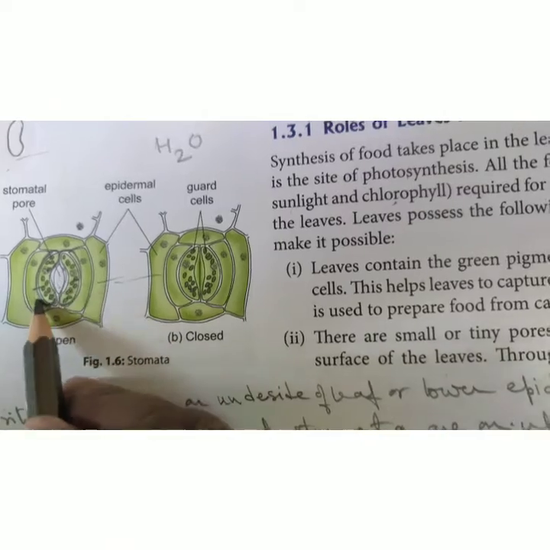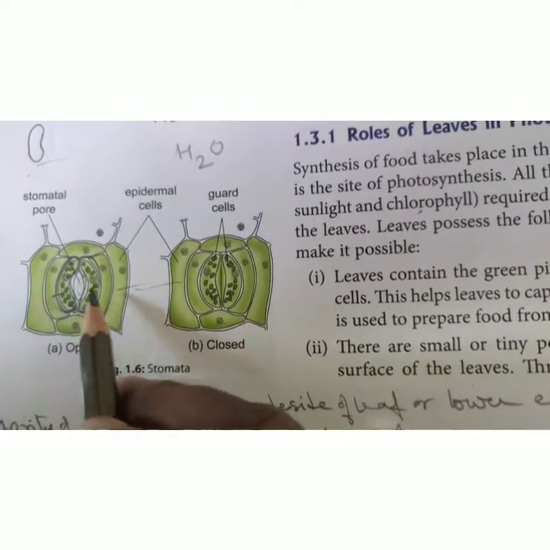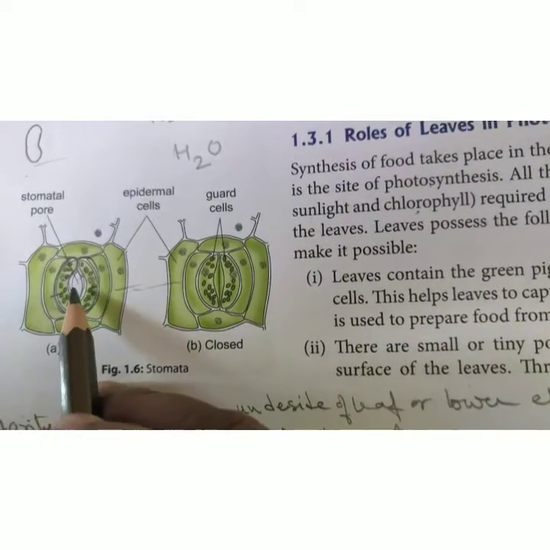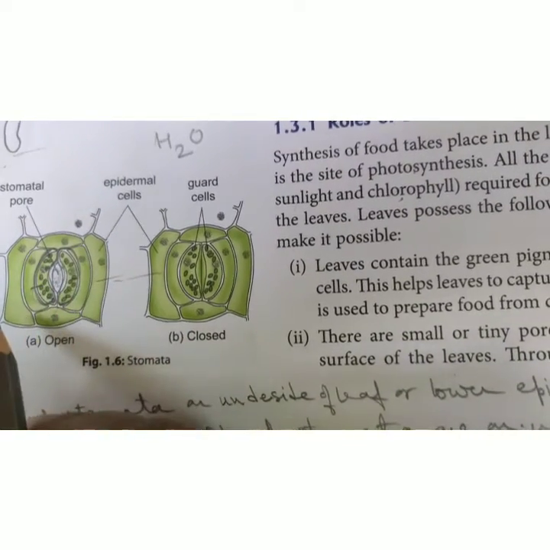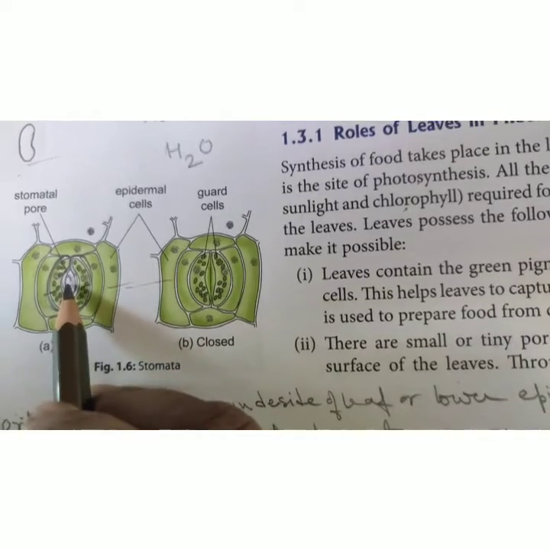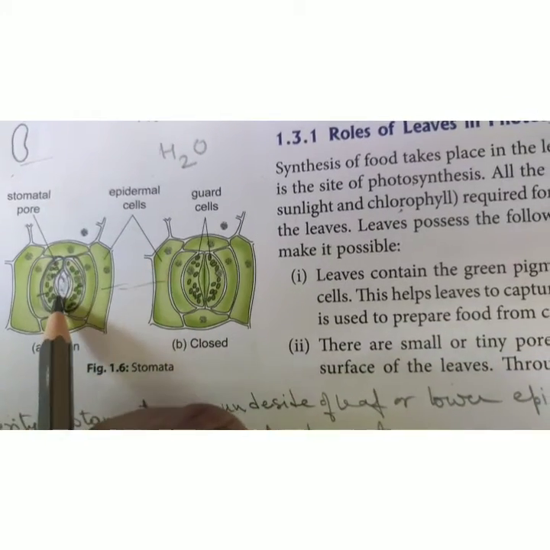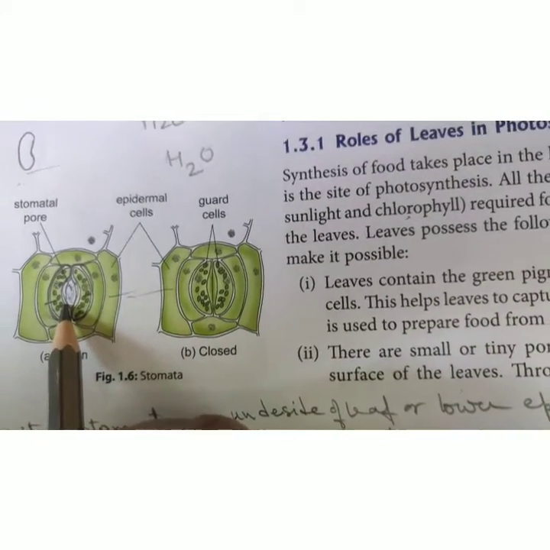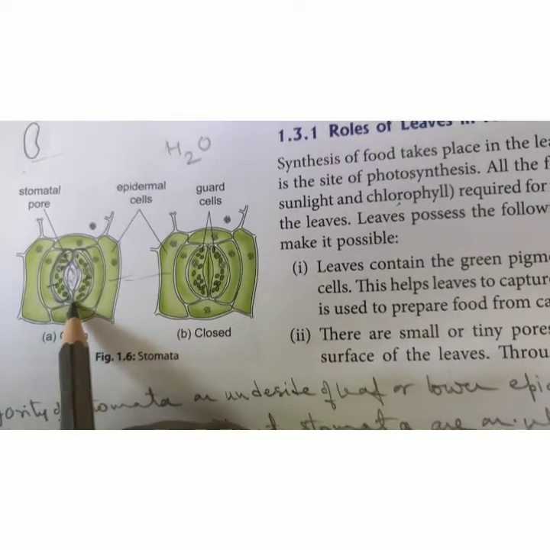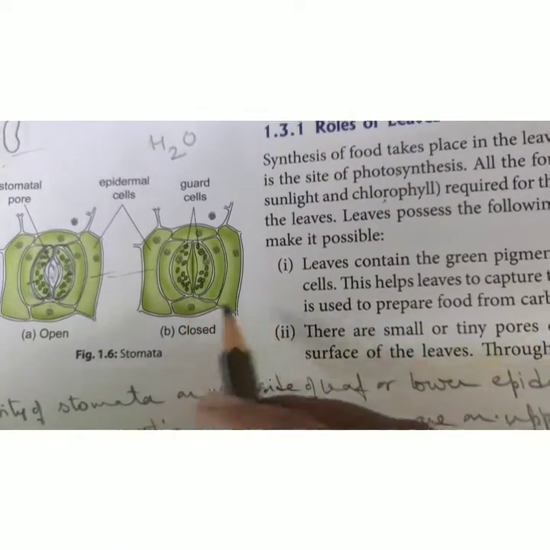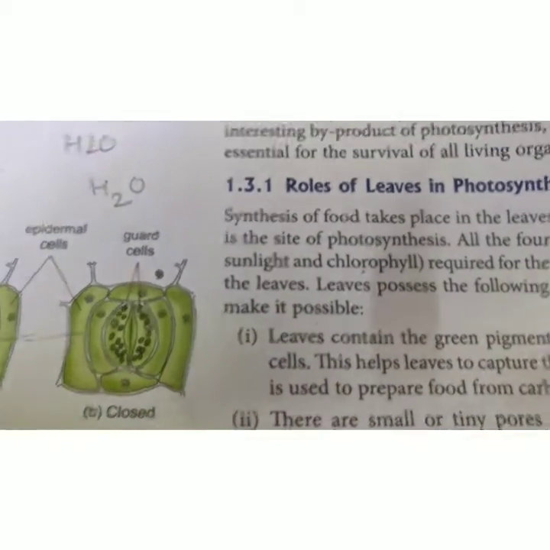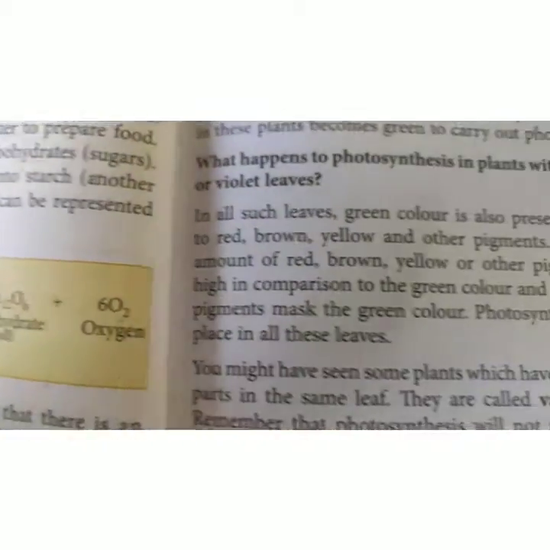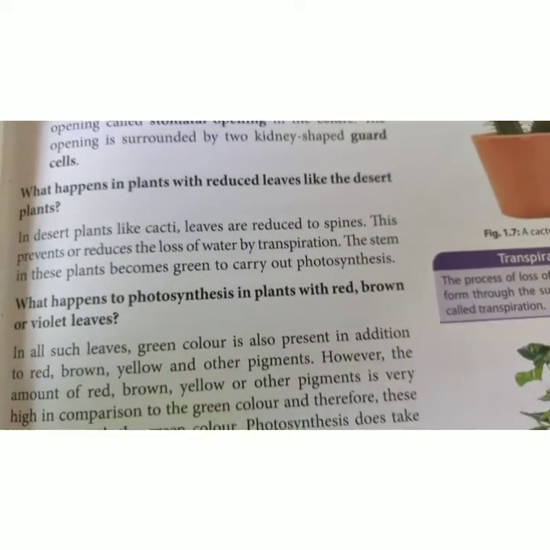They open and close, and when it's open, there is a gap between them, through which the water and the oxygen go out, or it opens to let in carbon dioxide. Clear? So this is the open condition, and this is the closed condition of the guard cell, or on the whole we say it is a stomata. So I hope you have understood what stomata is and how it works.